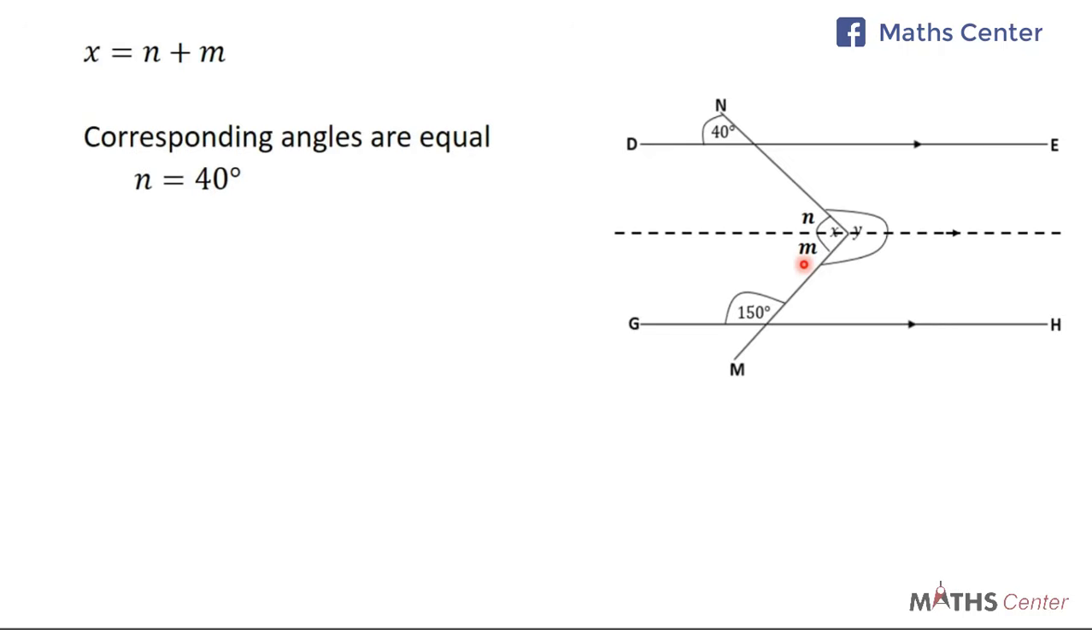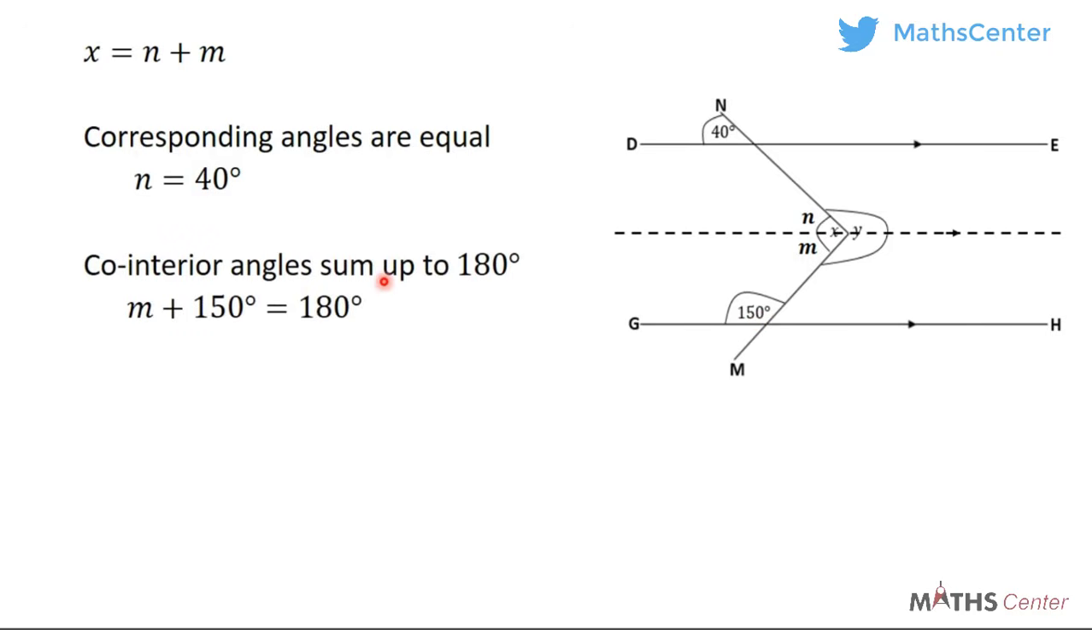Let's first begin with corresponding angles. We can see clearly from here that N is corresponding to 40 degrees. We know that corresponding angles are equal, so N is equal to 40 degrees, because N and M are corresponding. Now we can also see from here that M and 150 degrees are co-interior angles.